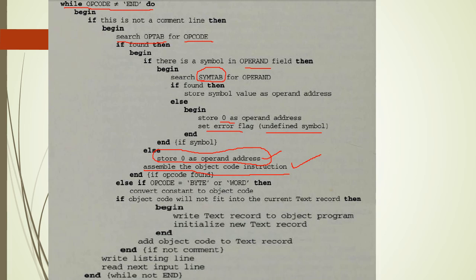If object code will not fit into the current text record, that means in a line of a text record you can fit 10 instructions. If it does not fit into the current text record, write the text record to an object program, then initialize the new text record, that you have seen in the previous slides. Then finally you have to add the object code to the text record, then write the listing line, then read the next input line. So repeat these steps till you reach the end of the program.